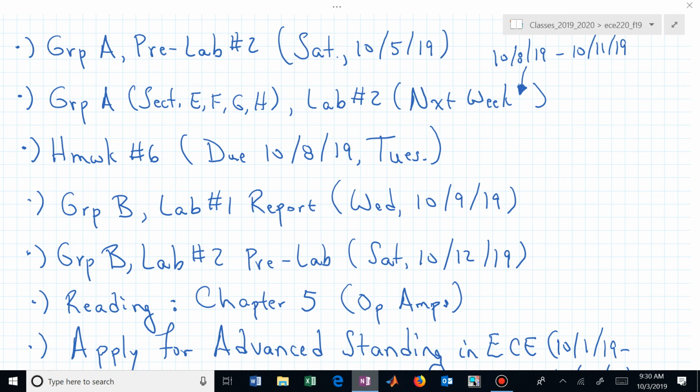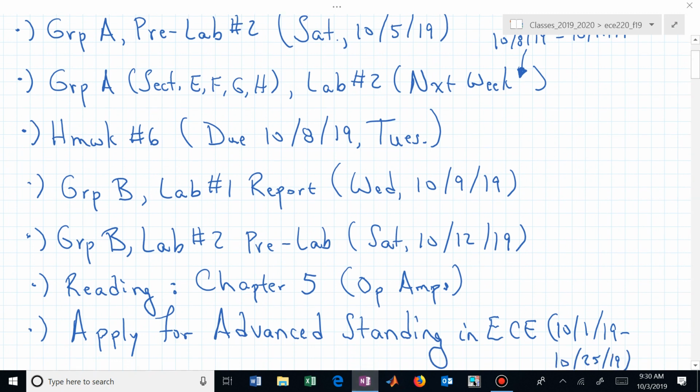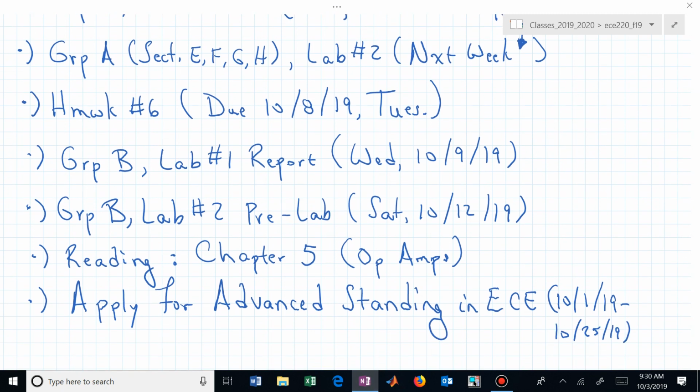Reminder on a lot of the deadlines or deliverables that are in the near future. Saturday, Group A, you need to complete and submit your Lab 2 pre-lab, and that's in preparation for your labs, which are next week. On Tuesday of next week, Homework 6 is due, and that will be covering the material we're finishing up with in Chapter 4 today.